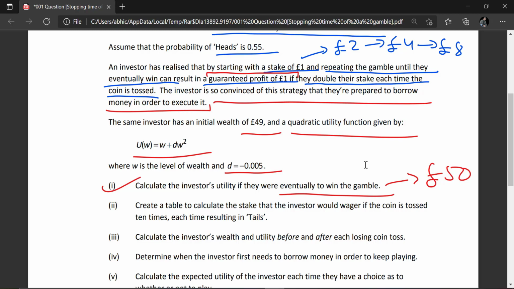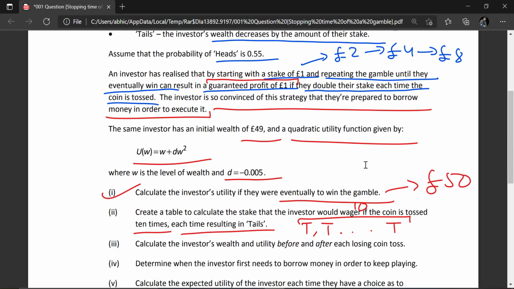Create a table to calculate the stake that the investor would wager if the coin is tossed 10 times, each time resulting in a tails. So each time the coin is tossed, it results in a tail. That's the scenario we have been given. So the first tails, the second tails, and so on. They're saying it keeps on coming tails 10 times, and the investor keeps doubling their stake as they have decided. So what would the table look like, what would be the amount that they'll put in, and what will be their wealth at each level? That's what we want to see.